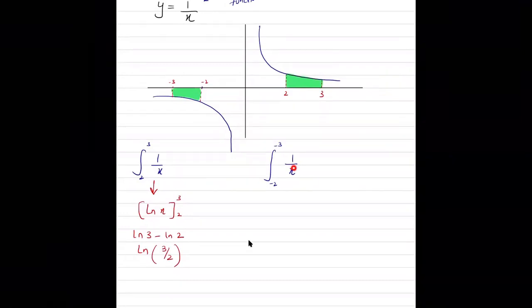So now let's evaluate this part. Ln x, but the limits are minus 3 to minus 2. So ln of negative 3 minus ln of negative 2, sorry, I made a small mistake over here. Minus 2 is basically the higher value and minus 3 is the lower value. So the upper limit is going to be minus 2 and the lower limit is minus 3. Ln of negative 2 minus ln of negative 3. So this gives you ln of minus 2 upon minus 3, which is the same as saying ln of 2 upon 3.